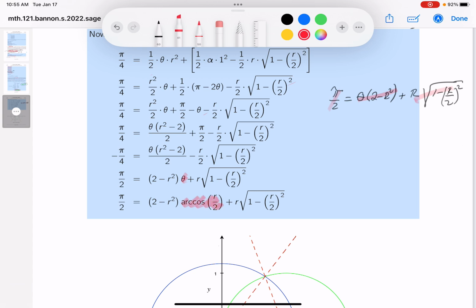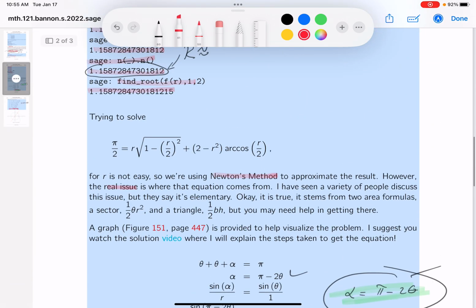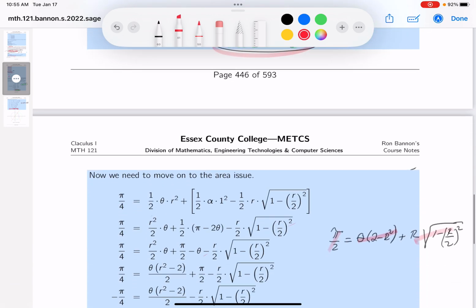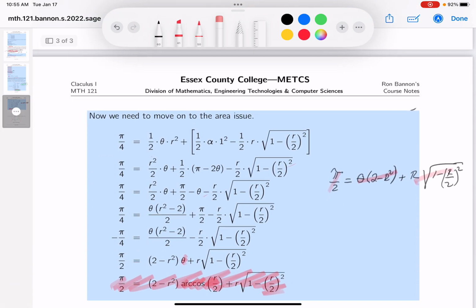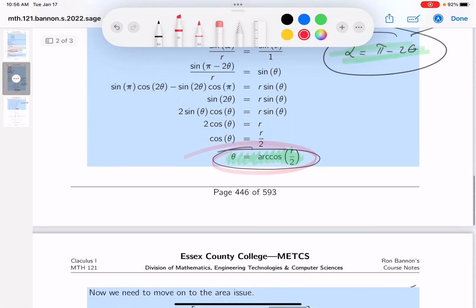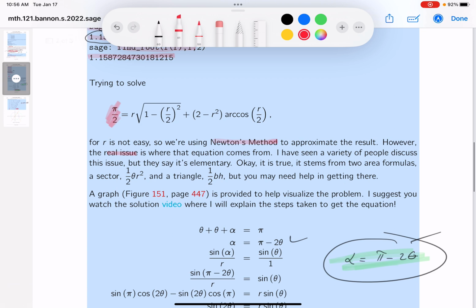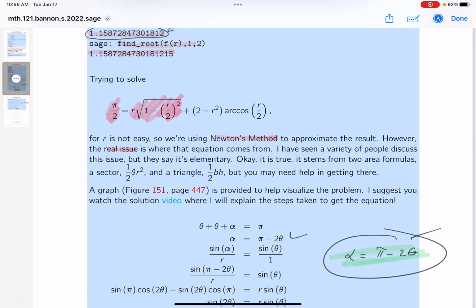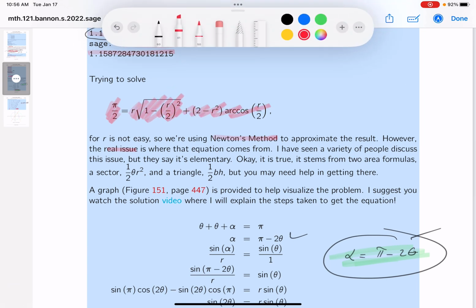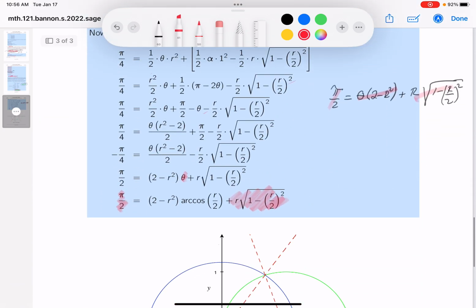Now the big question is: is this what I want it to be? Again, let's go back. I got the pi over 2. I want to see if I have this term over here, which is r times the root of 1 minus r over 2 squared. Yeah, I got it right here. And then I get this term, plus 2 minus r squared times the arc cosine. Yes, this is good, all right?